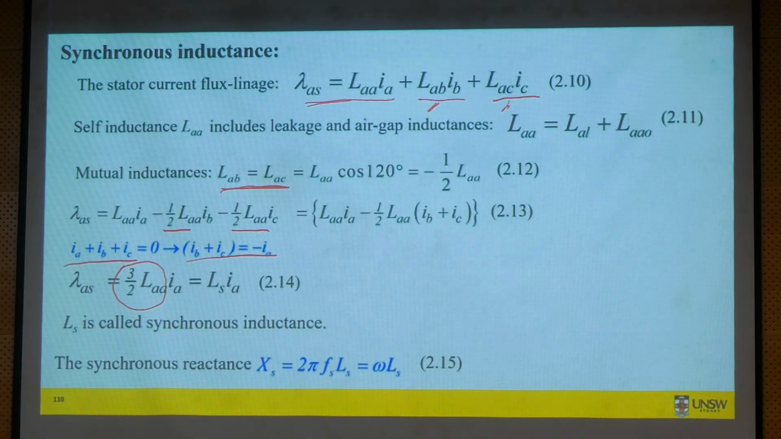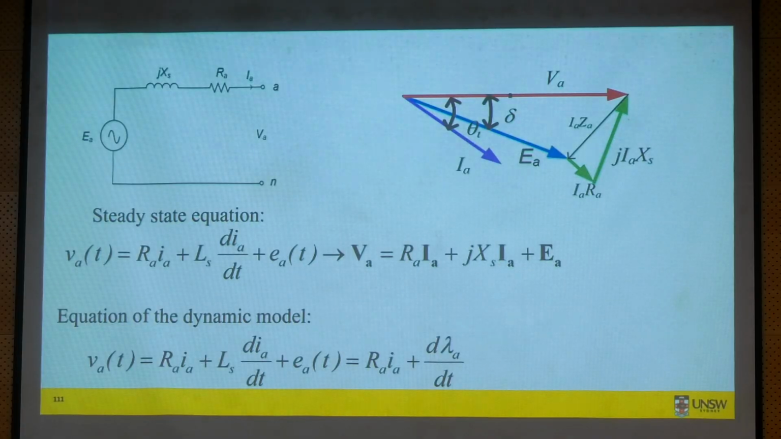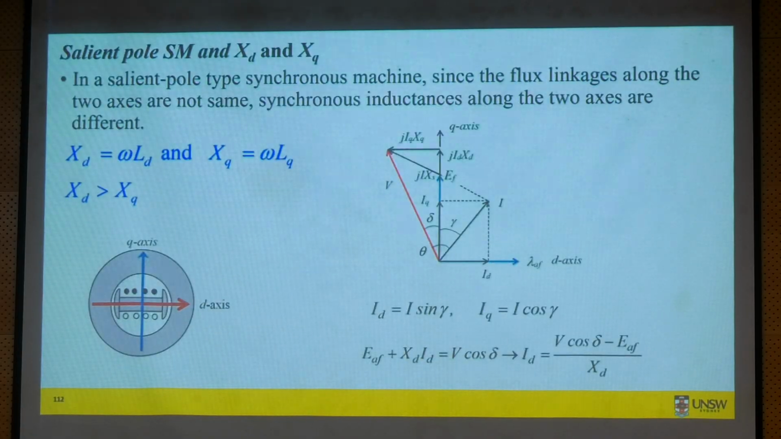And this is for your uniform air gap machine. But if we go to the salient pole type machine, we have two different synchronous inductances. The synchronous inductance here, let's call it LD, and the synchronous inductance here, let's call it LQ. LD and LQ are not equal.